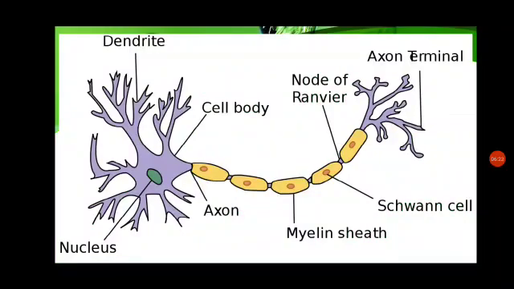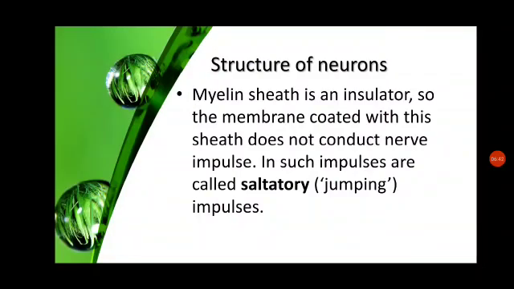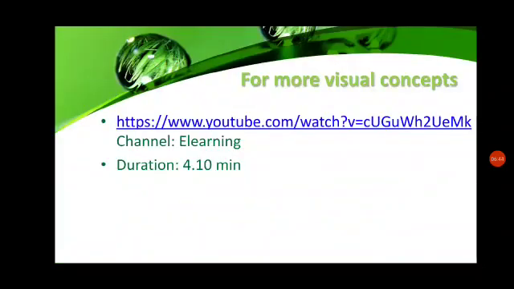Here is again the structure of the neuron: dendrites, cell body, axon, myelin sheath. You can see there is a non-myelinated area. Here the impulse can jump from one area to another area. Again, neurons can be of different types and they have different functions, like sensory neurons, interneurons and motor neurons.